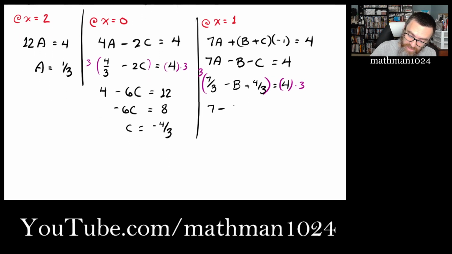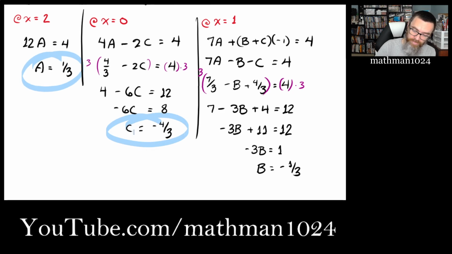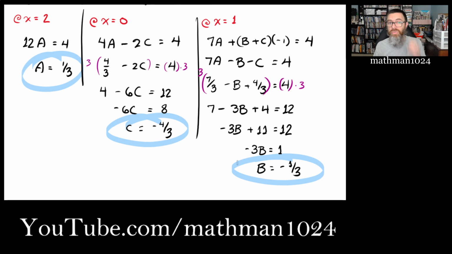So 7 minus 3b plus 4 equals 12. Negative 3b plus 11 is equal to 12. So negative 3b equals 1, and b equals negative 1/3. So those are the values that we're going to be working with.